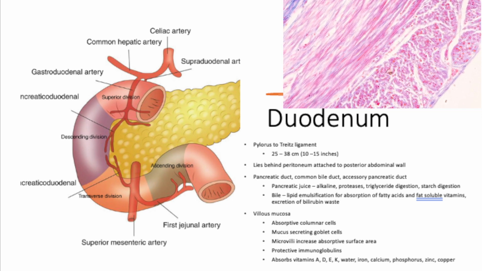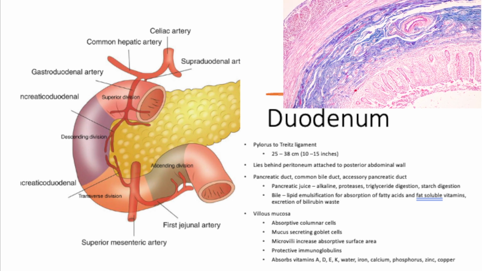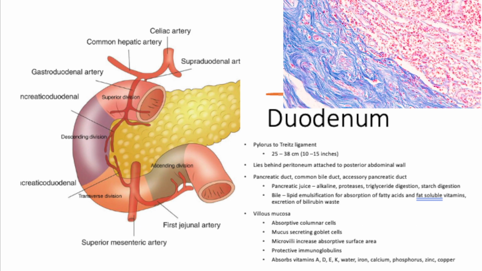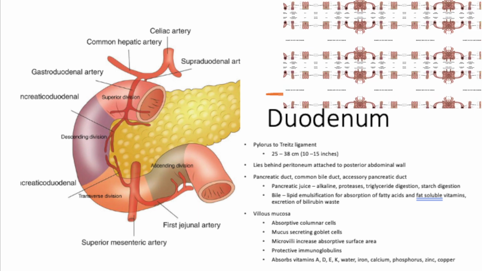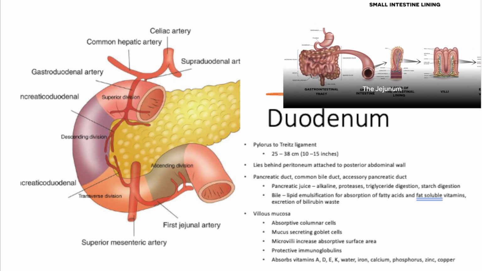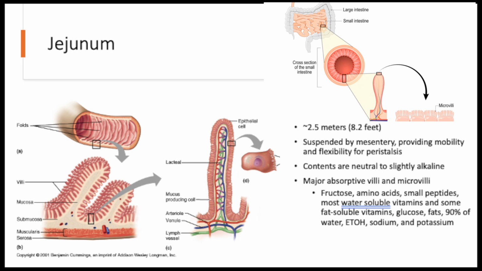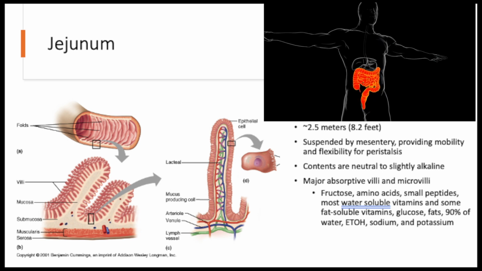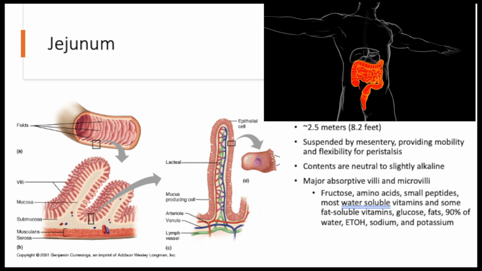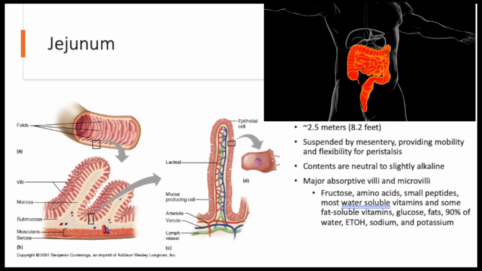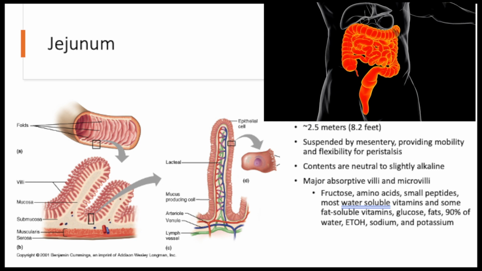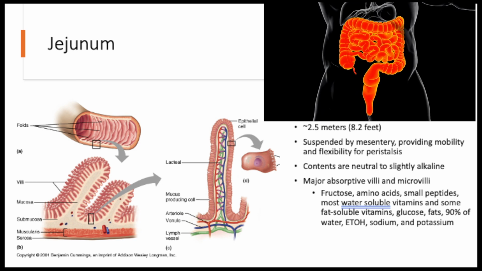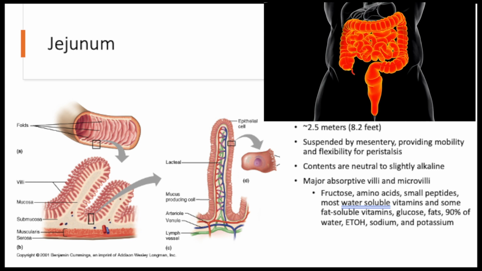The primary nutrients that are absorbed in the duodenum are the fat-soluble vitamins, DAKE, water, iron, calcium, phosphorus, zinc, and copper. The next segment of the small intestine is the jejunum. It is approximately 2.5 meters long and has a slightly smaller lumen than the duodenum. It is suspended by the mesentery, which allows for mobility and flexibility during peristalsis, and is considered intraperitoneal.